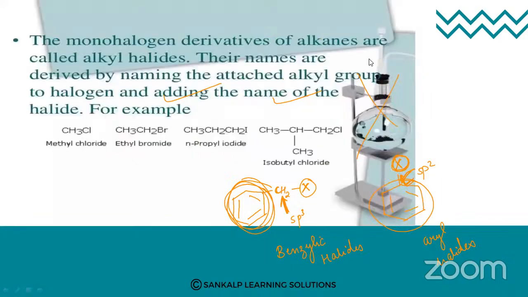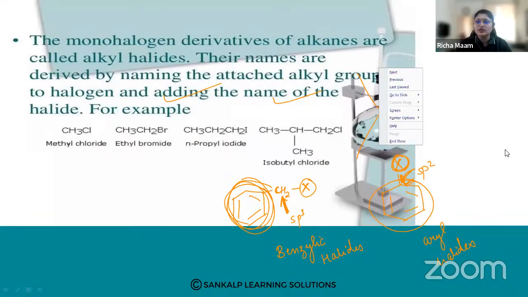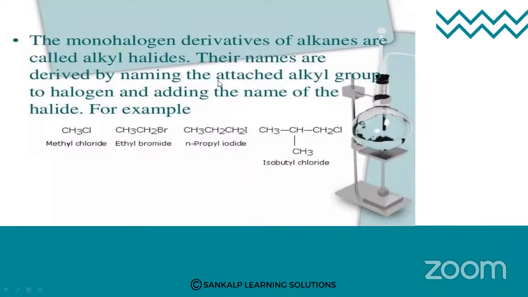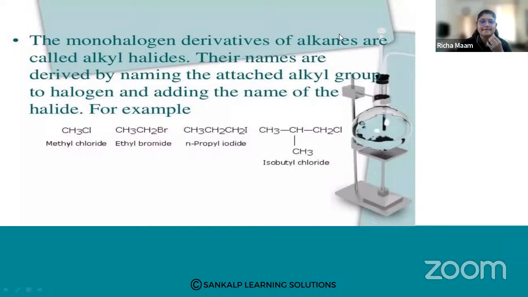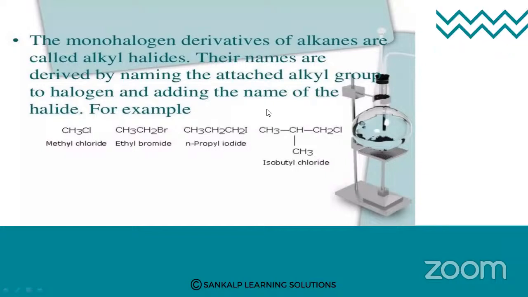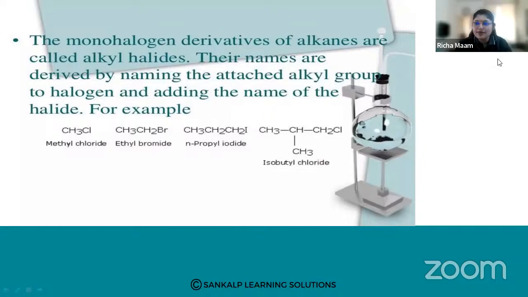So these were the classification. The monohalogen. See here, we know that whenever you have one single halogen atom attached to an alkane, then it is called monohalogen, and these are termed as alkyl halides. So based upon the type of alkyl groups. What are alkyl groups now?